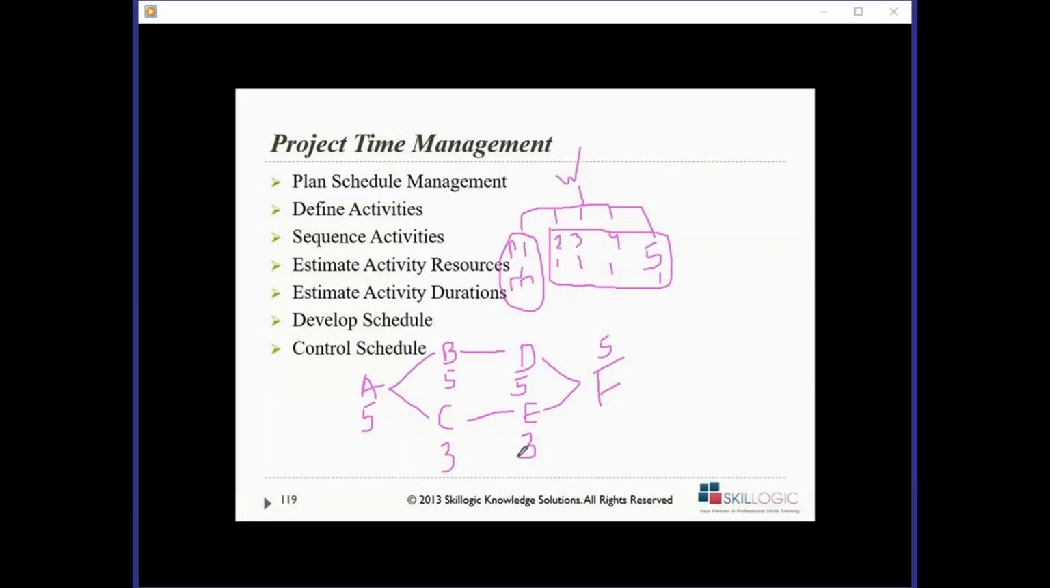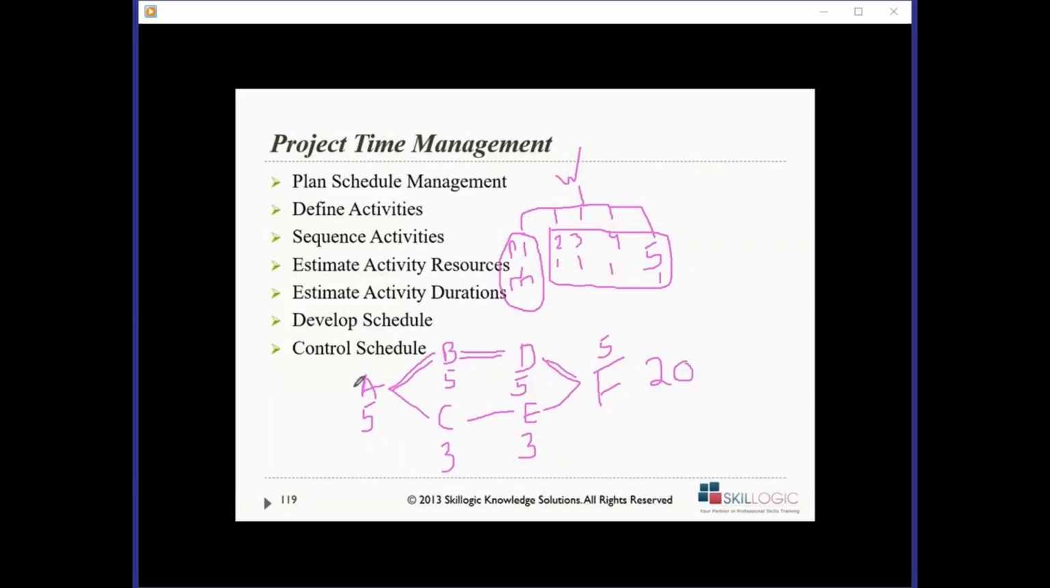Always remember the duration of your project is the longest chain, right? The total duration of the project is decided by the longest chain. So what is the longest chain over here? A, B, D, and F, which is 20 days, right? So the total duration of my project is 20 days. I can do my project in 20 days. It's very simple as well.